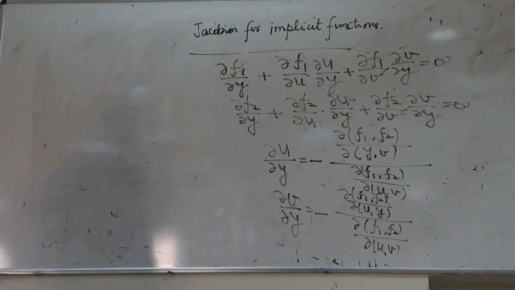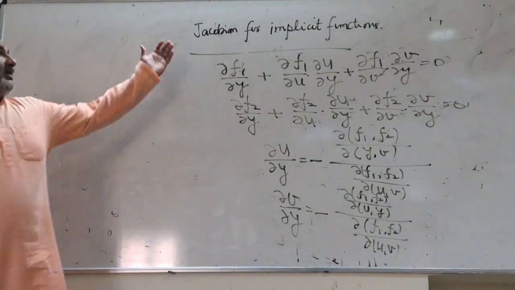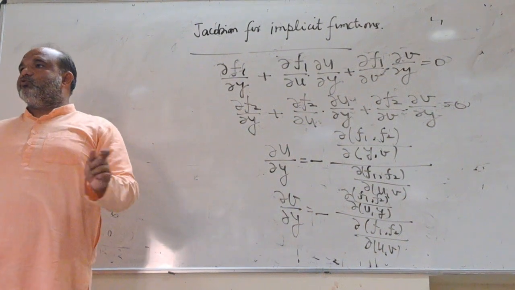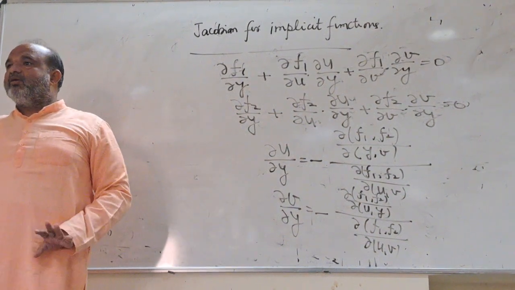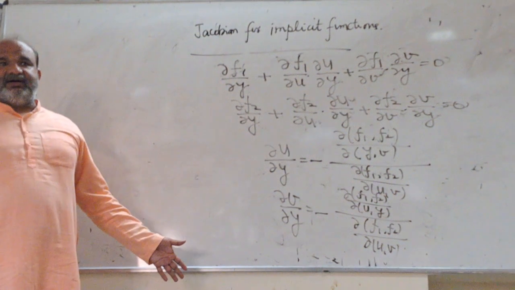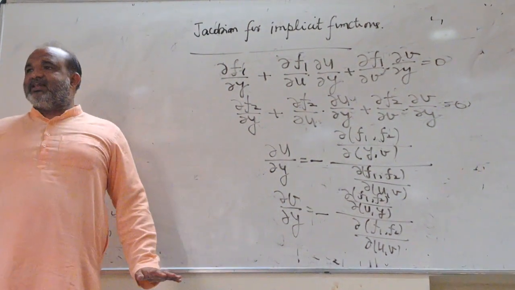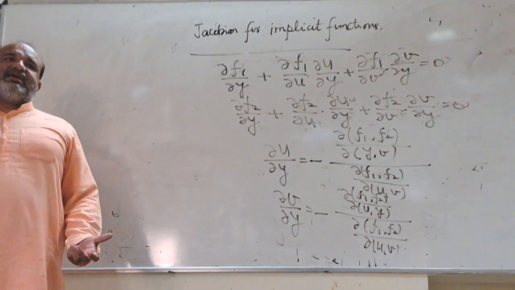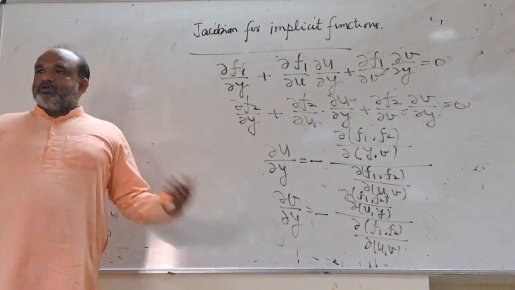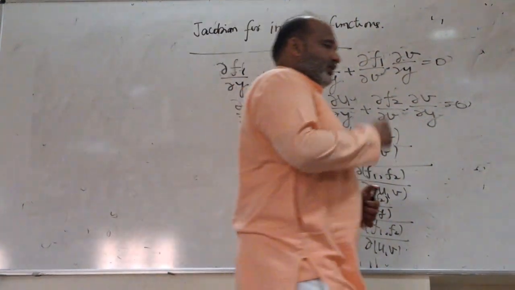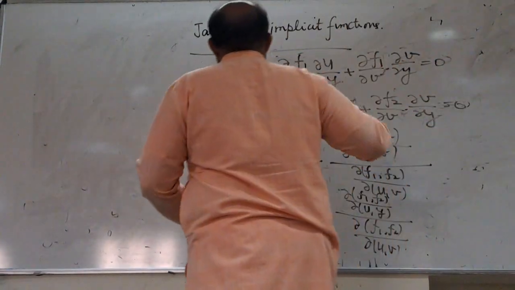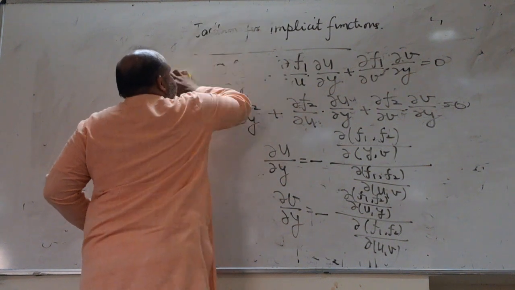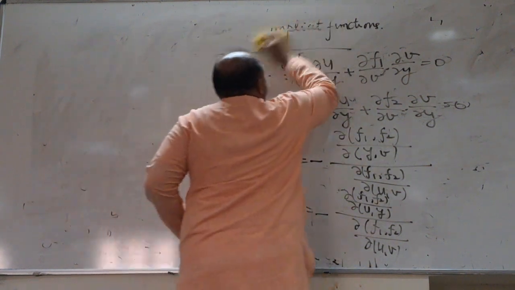Clear? So this is all about how to find the Jacobian for implicit functions. You need to find all four partial derivatives of u, v with respect to x and y. The way I have explained here is how to find those partial derivatives. When the partial derivatives are found, the Jacobian can be easily found. Clear? So second implication of the Jacobian. What will happen?